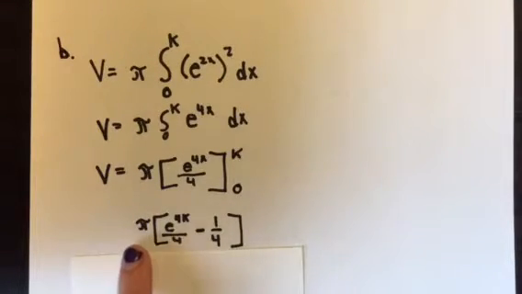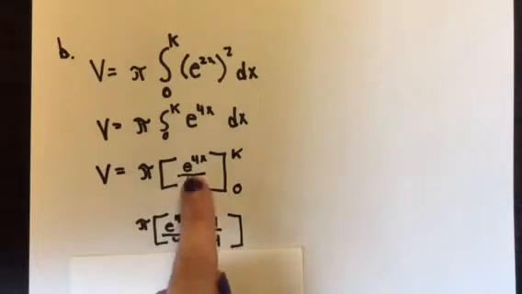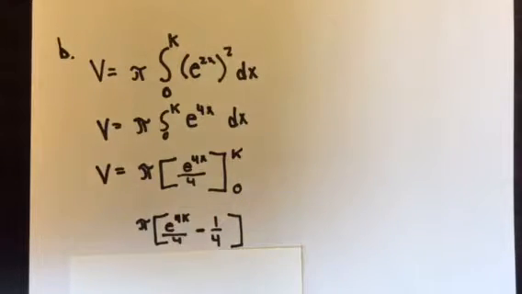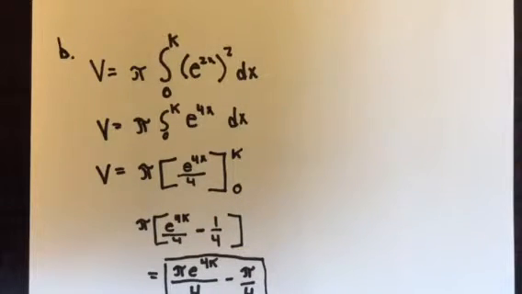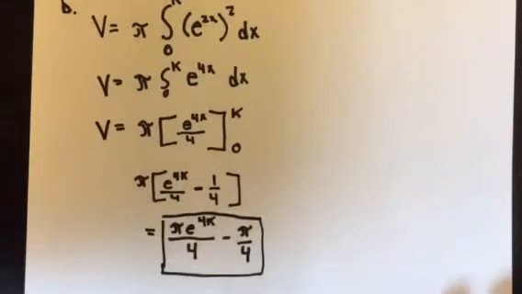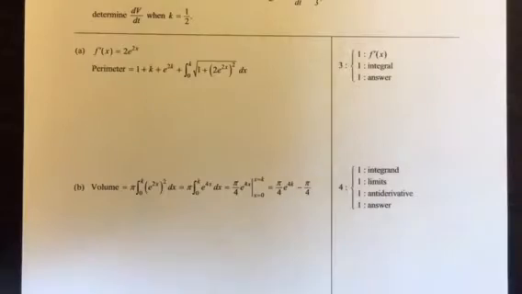I have our pi times our e to the 4k divided by 4 minus 1/4, because when you plug 0 into here, this just becomes 1. And so then I distributed our pi. And so now we have pi times e to the 4k all over 4 minus pi over 4.